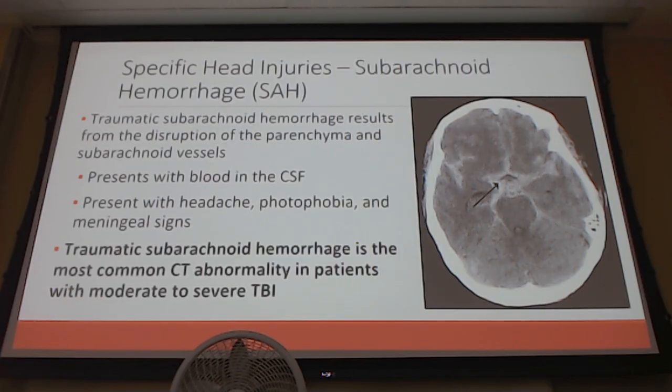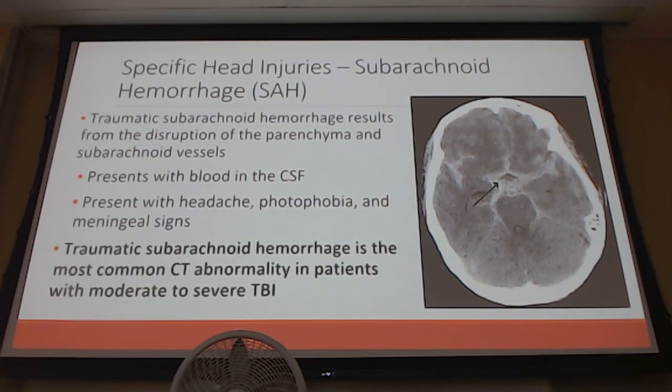All right, now we'll go into our specific head injury syndromes, so traumatic subarachnoid hemorrhage. You have some sort of disruption of the parenchyma or the subarachnoid vessels, and it causes some sort of leak in there. This can also put blood in the CSF, so if they're not within that 6-hour window when they present, and we still suspect subarachnoid, we may have to do a spinal tap on them. It is common, especially in our moderate to severe TBI categories.